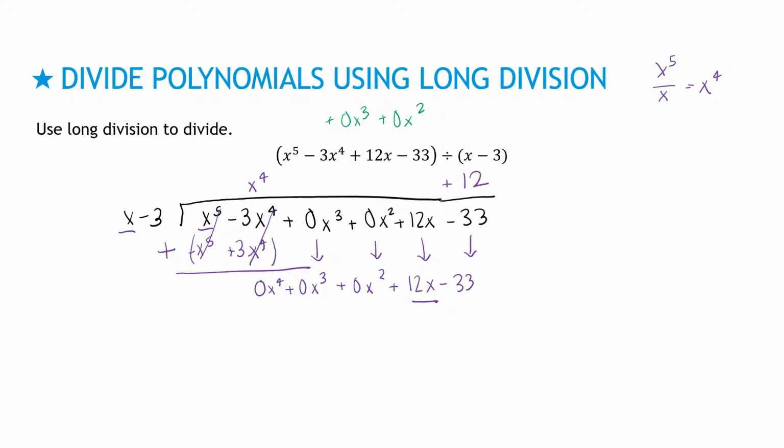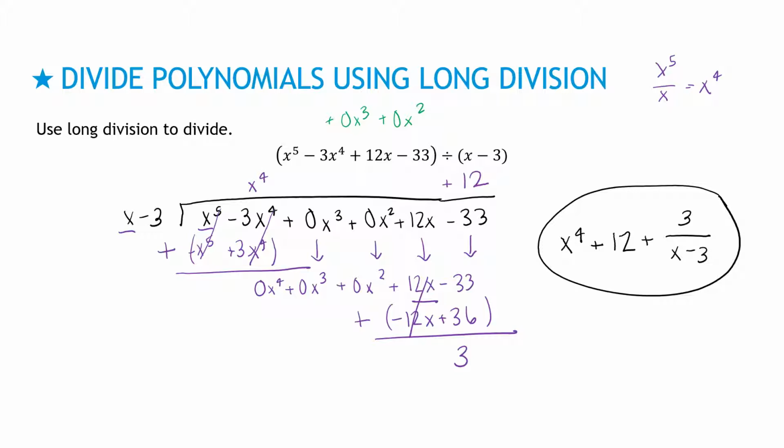So 12 times x is 12x. 12 times minus 3 is minus 36. I'm subtracting everything, so I'm adding the opposite. And that gives me 3 as a remainder. So my answer is x to the 4th plus 12 with a remainder of 3 divided by x minus 3. That is my final answer for division.